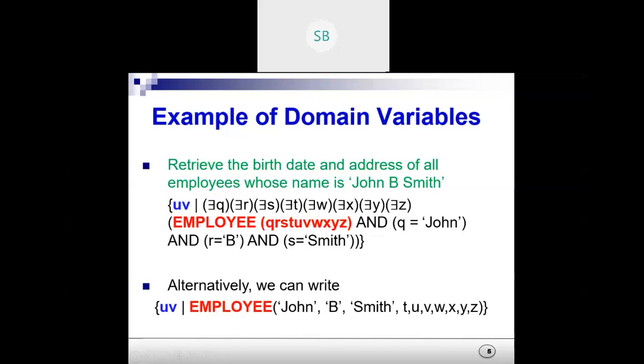Alternatively, if you don't want to use such a long description, you can also write it in this manner. You mention it here only, like U V employee of, and in place of this Q, you write John B. Smith, then T U V, everything you write, and that is how you retrieve it. This is the domain variable. So this is one of the forms of writing domain relational calculus.